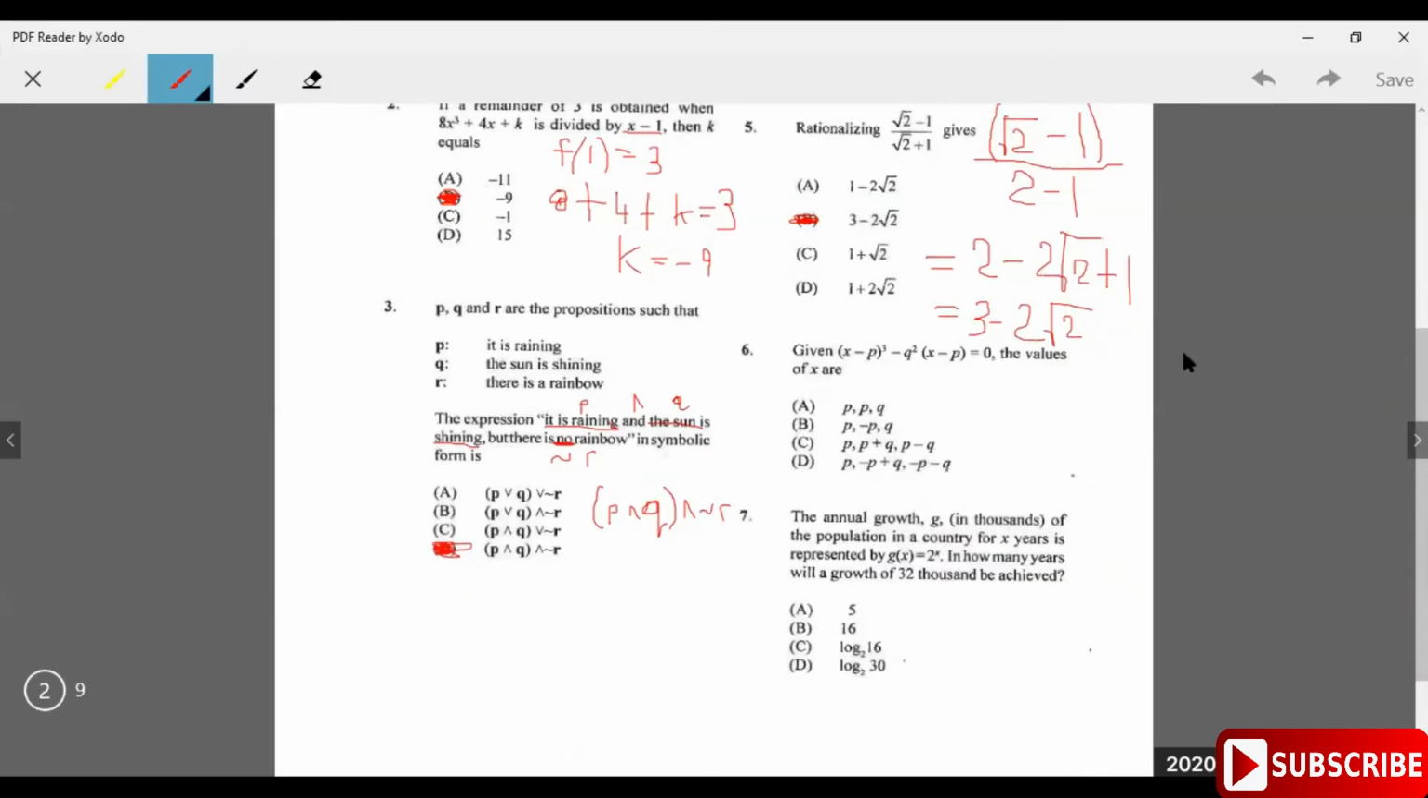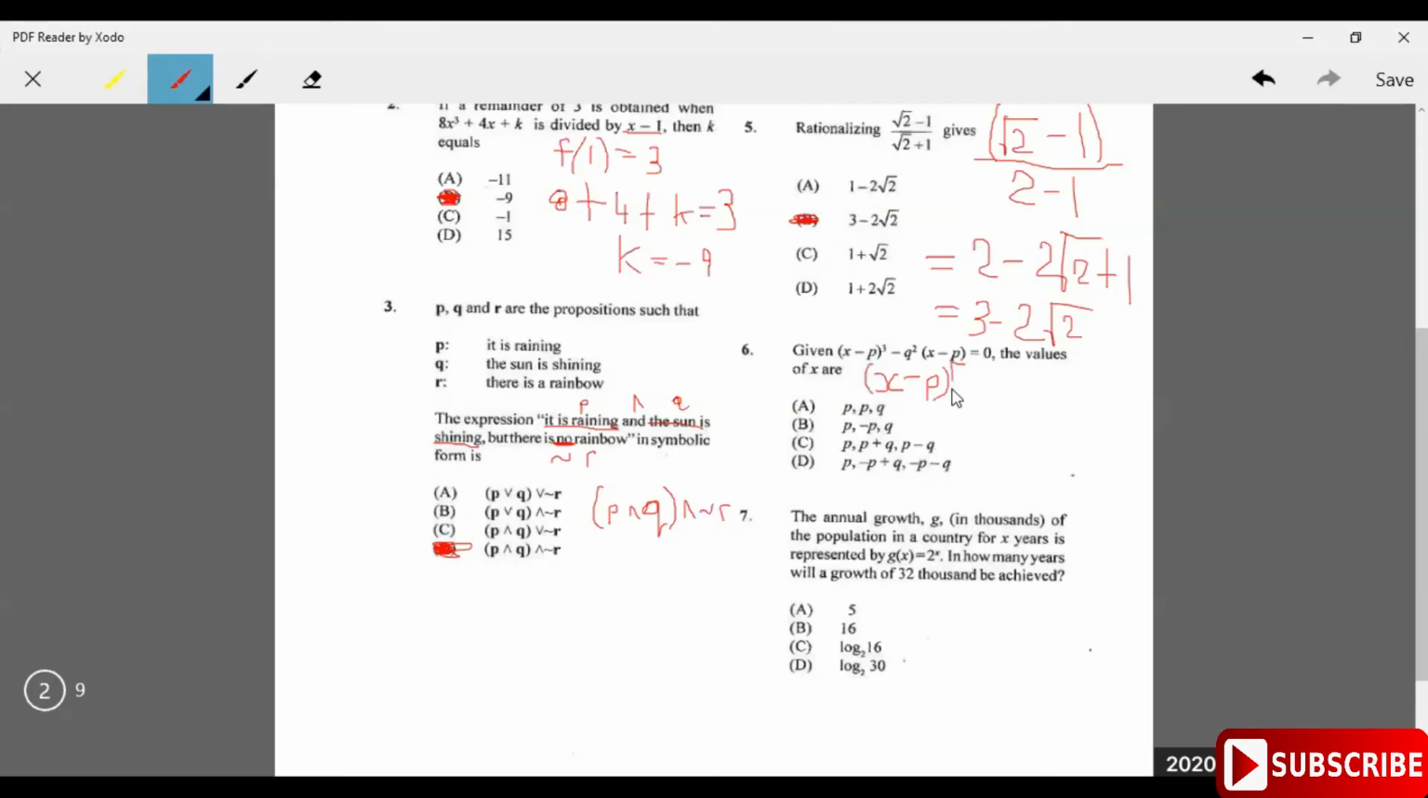Easy. Now this is asking, find the values of x to satisfy this equation. So for me, we have x minus p and x minus p. So first thing we can do is factor out x minus p, right?